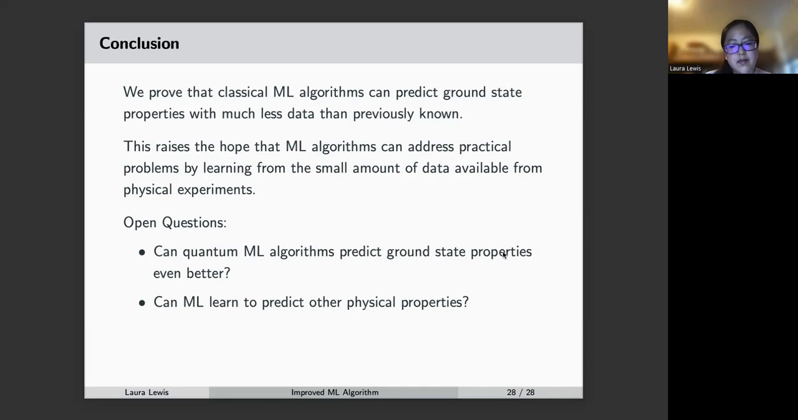And yeah, that's all I have for this talk. Yeah, thanks, Rola, for the very interesting talk. And your work once again emphasized the importance of constructing the right feature maps for some machine learning models in order to learn the physical properties of quantum systems.